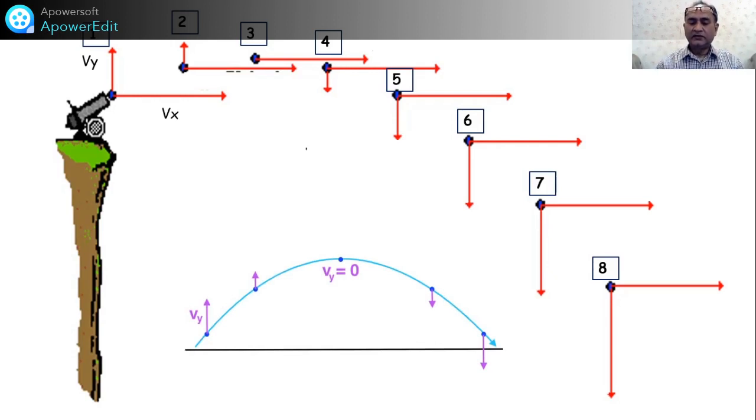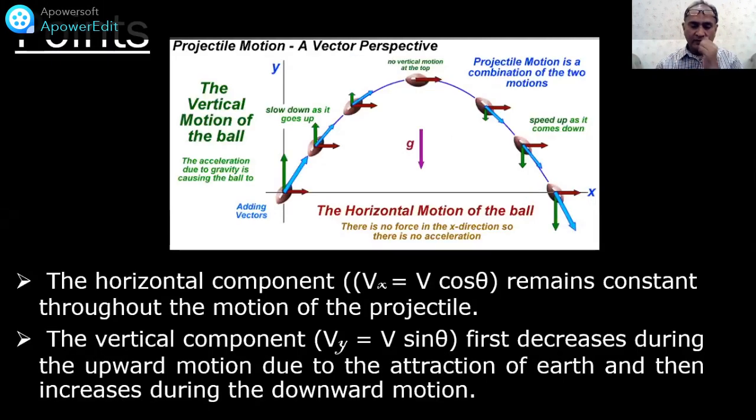All right? So the same is shown over here and written. The horizontal component remains constant throughout the motion of the projectile, whereas the vertical component first decreases due to the upward motion, right? And then it increases during the downward motion. Clear?